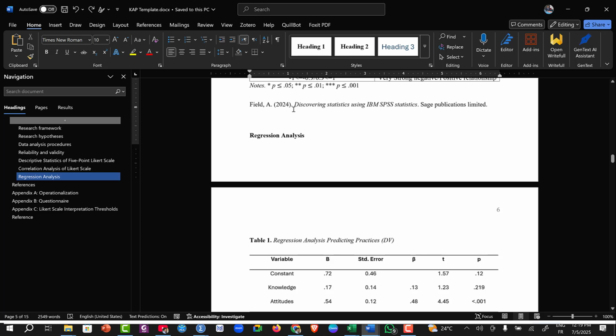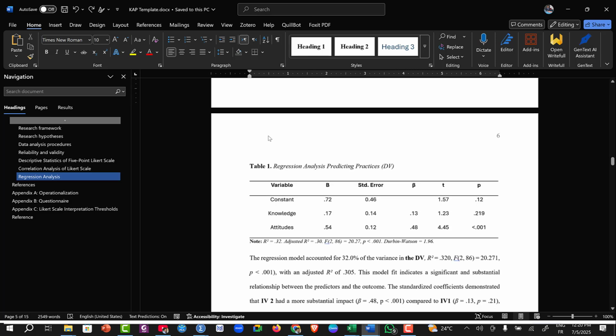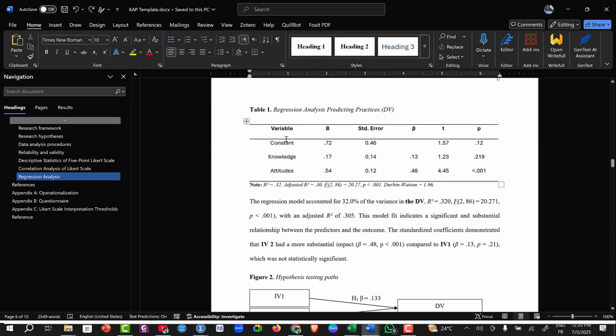So according to Field 2024, Discovering Statistics Using IBM SPSS Statistics, for the regression analysis, usually we put a table like this. Let's say we put practice as the outcome variable, the DV or dependent variable, and we put these two variables as predictors, knowledge and attitudes. We want to see to what extent knowledge of something and attitudes towards something could result in higher or lower practices, frequency, so to speak.